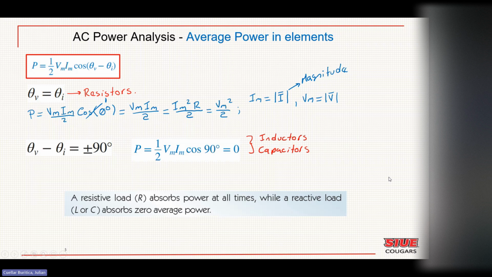And what it means at the end for us is that from our circuit elements, the resistors are the only ones that absorb power all the time. Reactive loads, that's how we are going to call now L and C. They are called reactances.